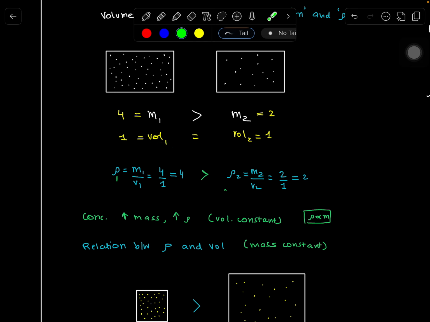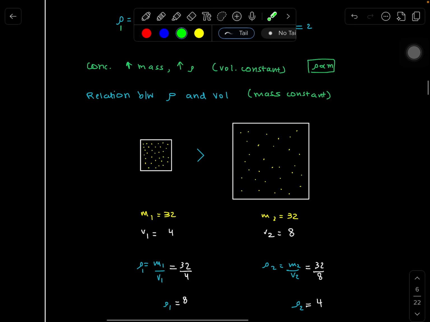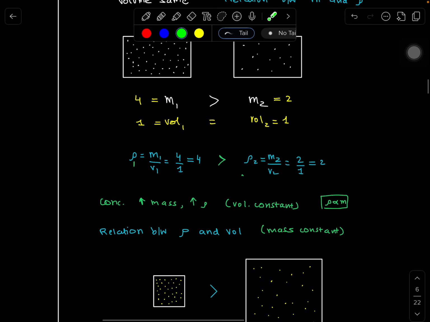If you divide this mass by this volume, you'll get 4. But if you divide the other mass by the volume, you'll get 2. So you see a very obvious relationship here: as the number of particles increased, the density increased. That tells us that mass and density have a direct relationship. That just means if you increase the mass of the object, its density is going to increase, provided volume is the same.